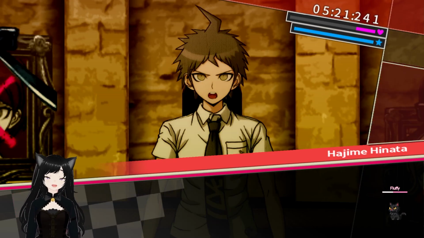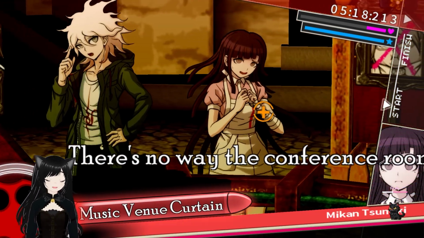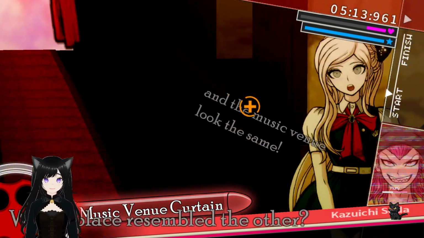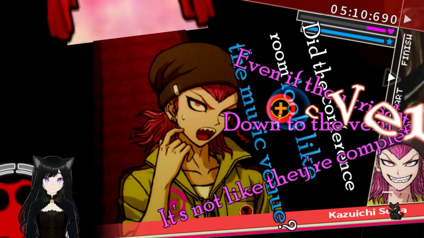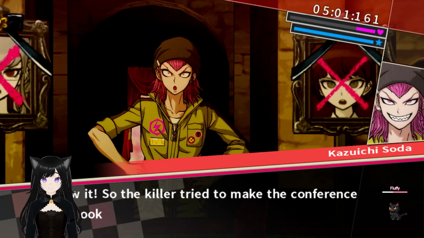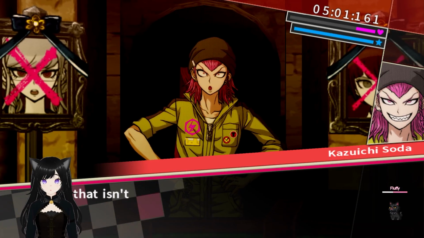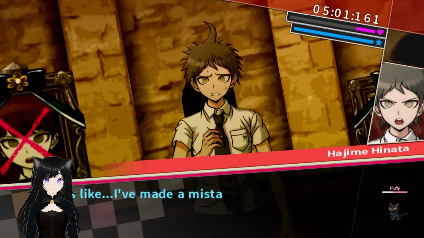It's going to be one of those two arguments, I think. There's no way the conference room and the music venue look the same. We're going to go with the first one. Which place resembled the other? Did the conference room look like the music venue? Oh, okay, I can't get that. Damn it!